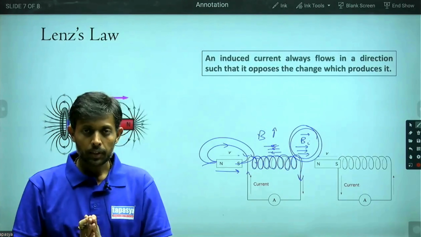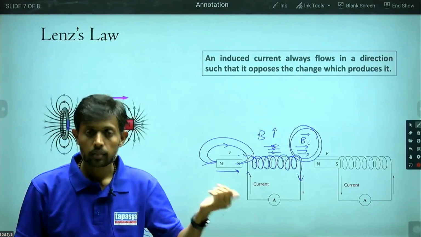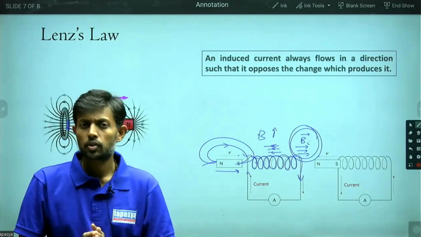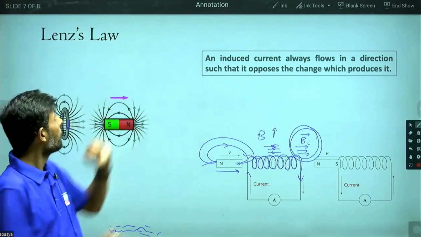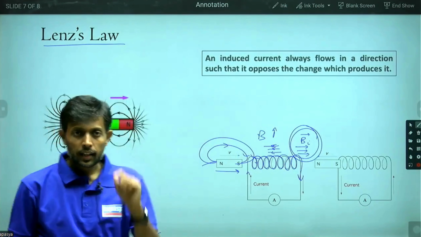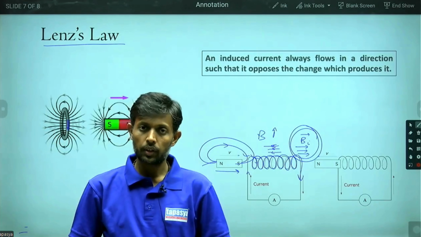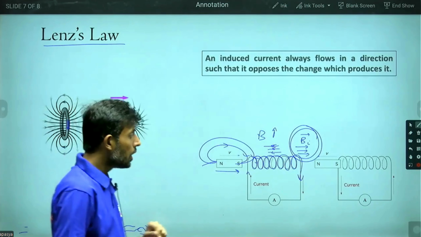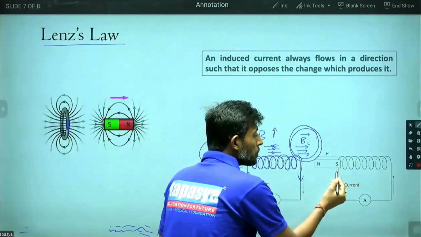Again, a quick summary. Lenz's law tells us how to find the direction of induced current. Or if you know the direction of induced current, you know the direction of induced magnetic field as well. So this law gives us the direction of induced current or the direction of induced magnetic field in a coil, in a conductor, in a closed loop. Let's take this example now where the south pole is moved away.